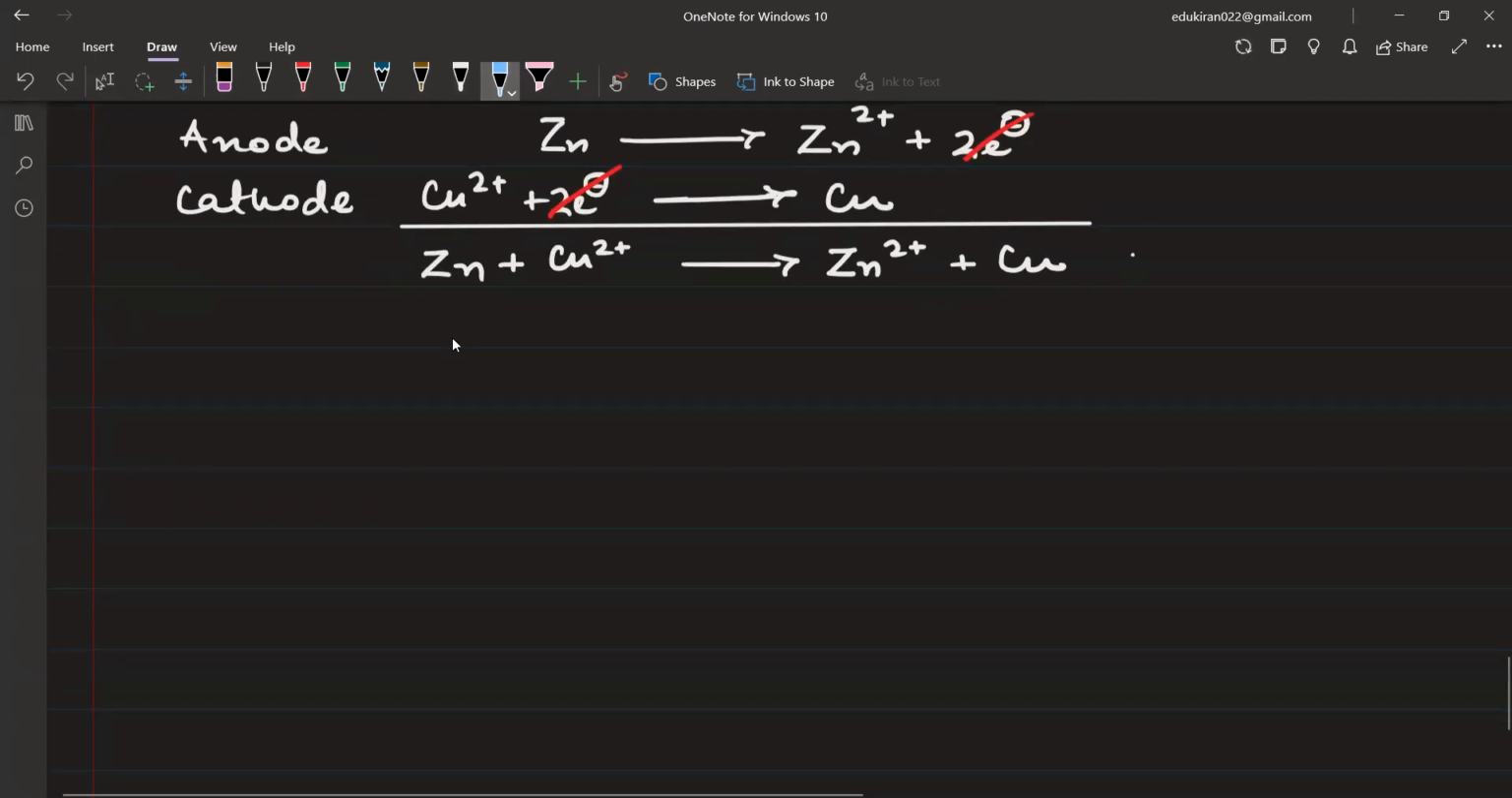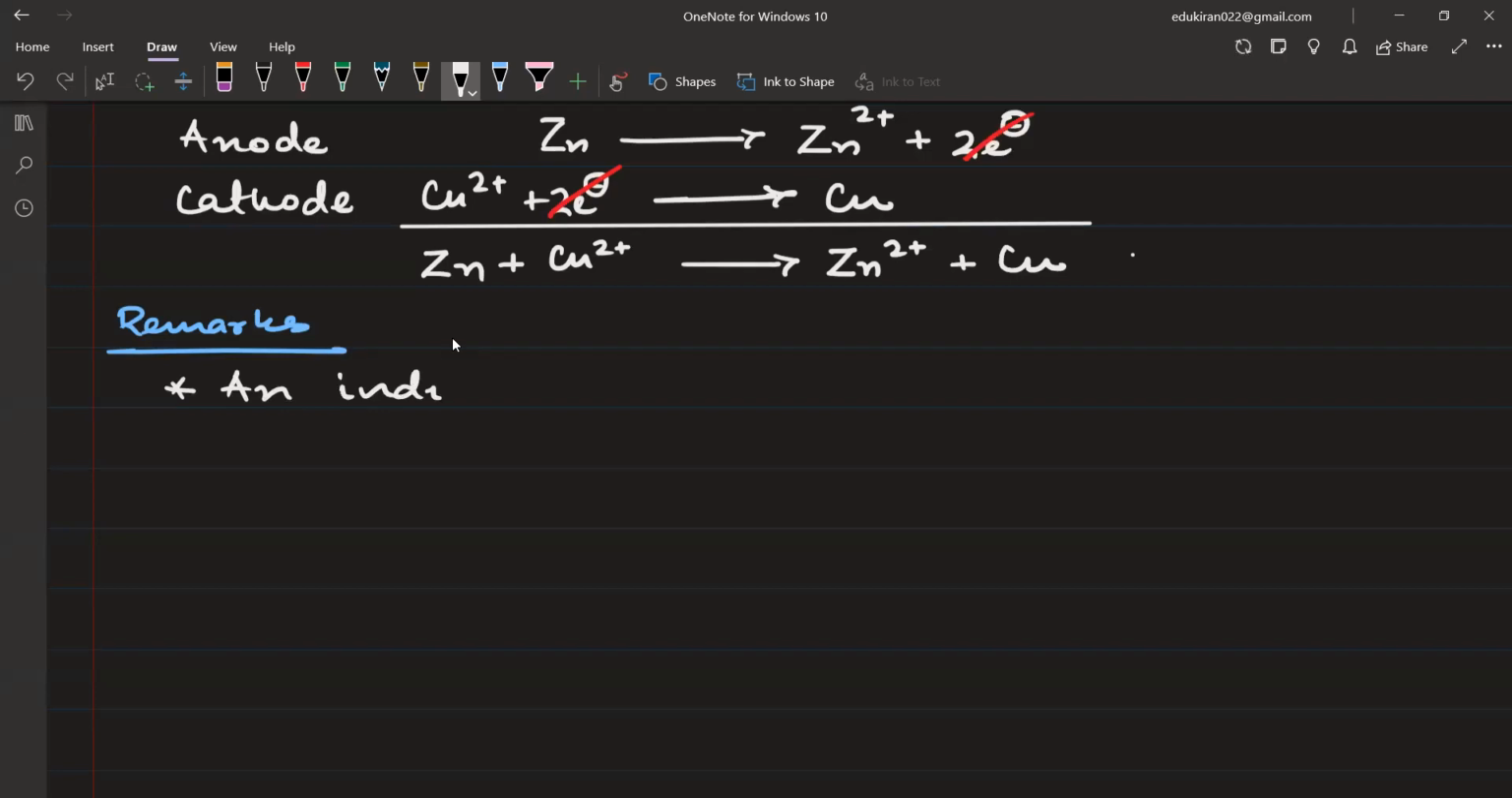Write some remarks. As you can see here, oxidation is taking place at the anode and the reduction is taking place in a different compartment. So it is not a direct redox reaction, it is an indirect redox reaction. So please write: an indirect redox reaction takes place in an electrochemical cell.